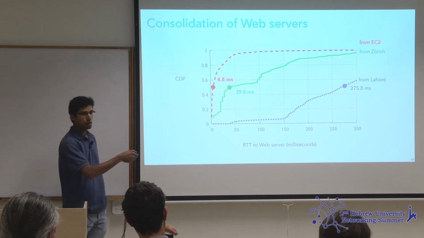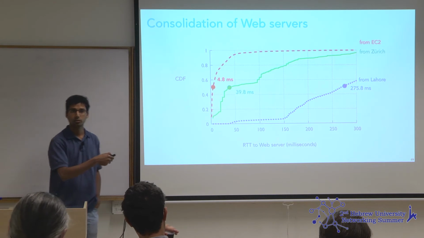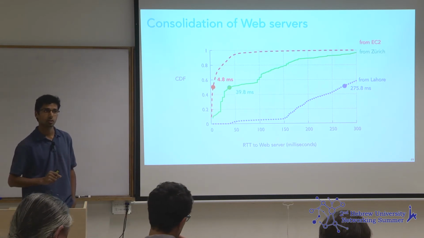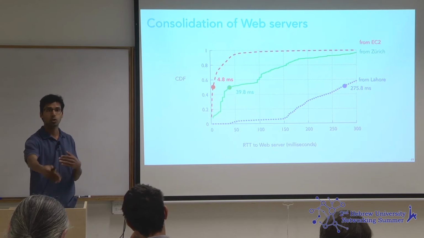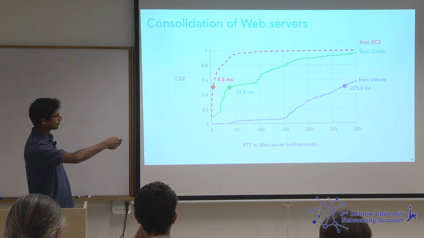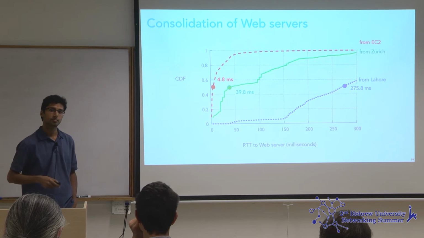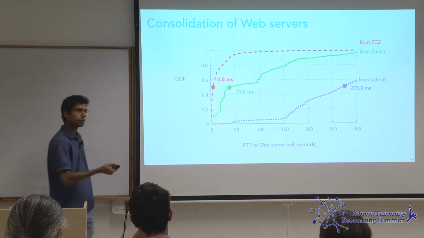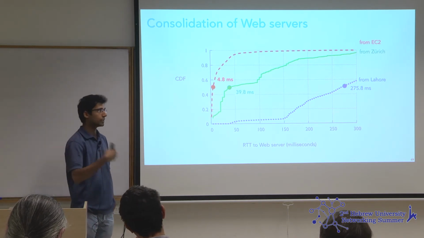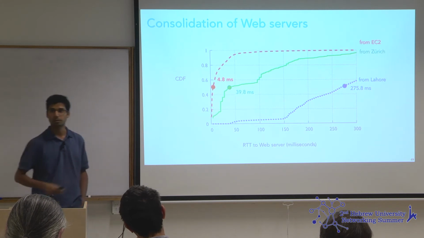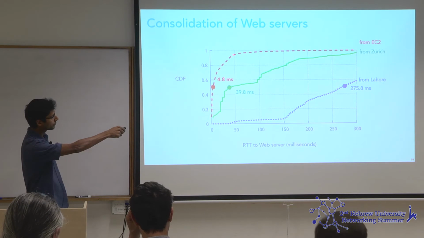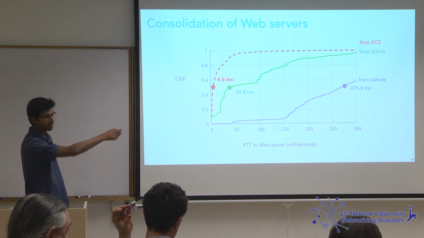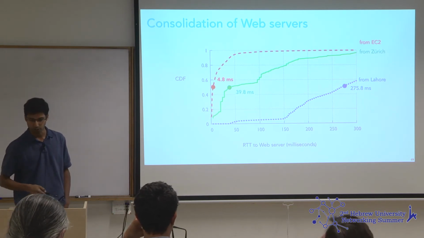This is what it looks like from 12 EC2 nodes. If you just take 12 EC2 nodes, quantify the latency of the closest of them to a web server, and do that CDF, that's about 5 milliseconds. So with just 12 vantage points, you can get to within 5 milliseconds of most popular websites in the median. The tail is somewhat longer, right? 50 milliseconds at 90th percentile or so.